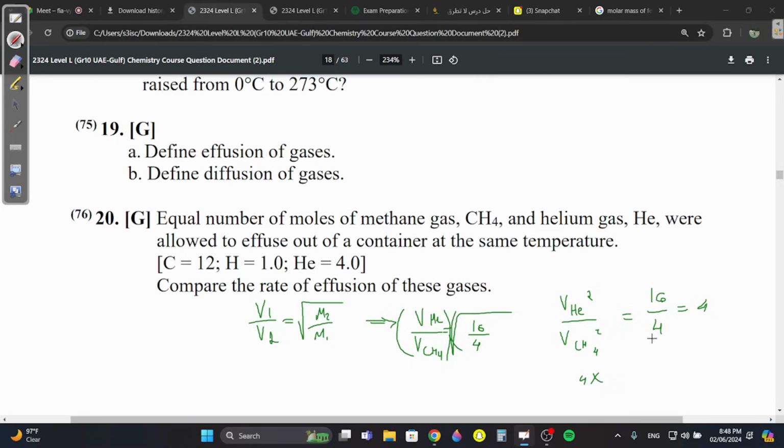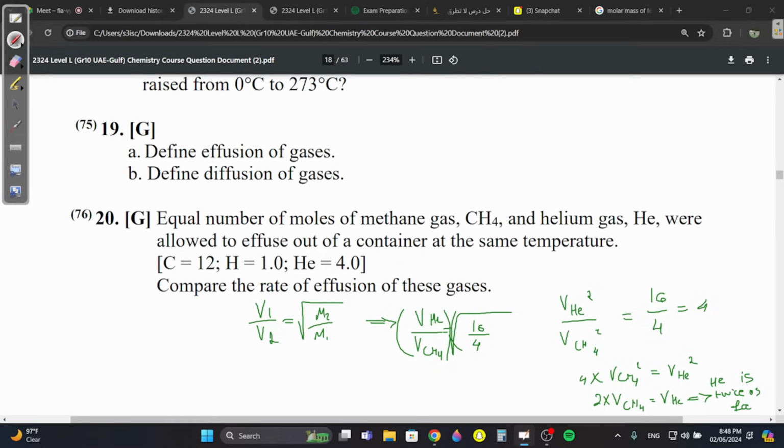I know we can't square. Okay, cross multiply: 4 times velocity of CH4 squared equals velocity of HE squared. Then you just square root both sides. You're going to get 2 times velocity of CH4 equals velocity of helium. So then you can say helium is twice as fast.